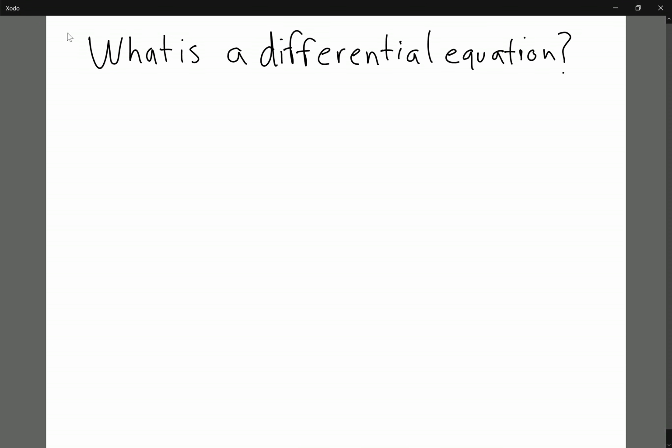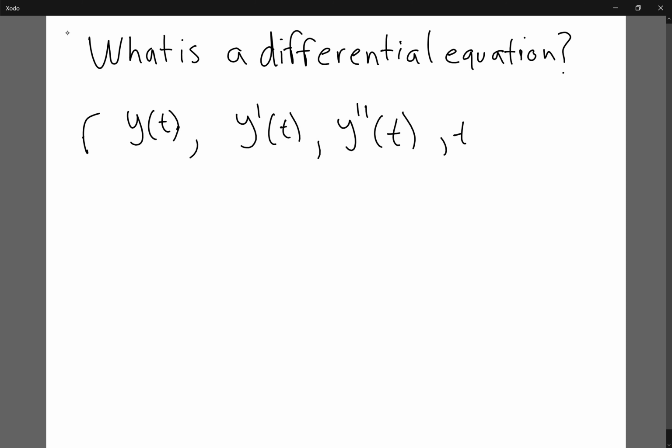In this video, we're going to discuss the question, what is a differential equation? To put it simply, a differential equation is some equation that relates an unknown function y, which depends on some independent variable, maybe t or x, to its derivatives. So you may have a y prime of t or a y double prime of t. You may have a t. All of those things are related to each other in some way.